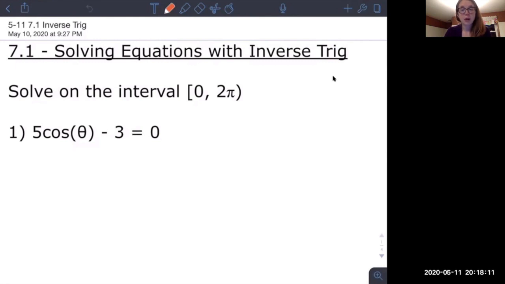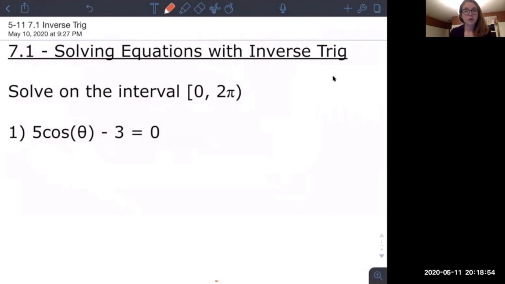And this section is about inverse trig, and our focus is going to be solving equations similar to what we've been doing for the last several classes, using this idea of inverse trig, and you're going to see that some really important calculator skills also come into play. So we're going to look at solving an equation that has the exact same directions that you've been used to, which is solve this equation on the interval 0 to 2 pi.